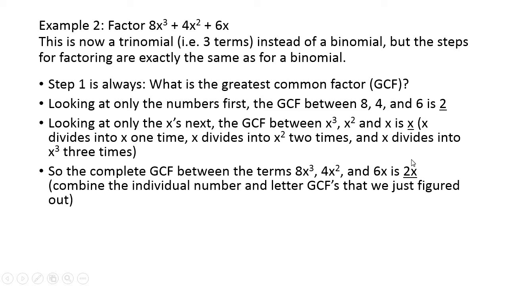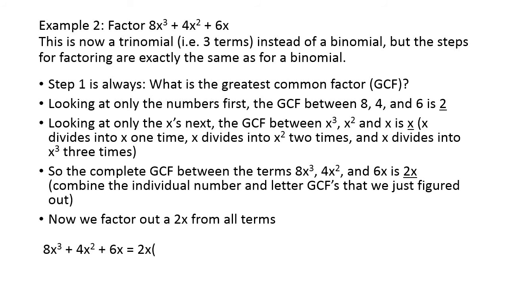Our 2 that we figured out and our x that we figured out, we now combine them. Now we factor out that 2x from all terms. So we write our original expression equal to our GCF, start our bracket. What multiplied by 2x gets us back to an 8x cubed? A 4x squared. What multiplied by 2x gets us to 4x squared? A 2x.